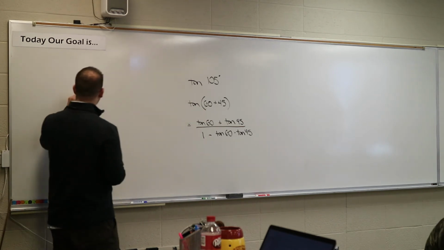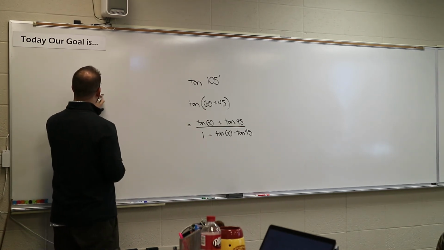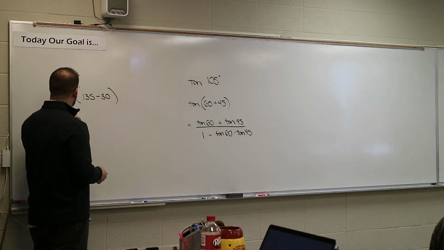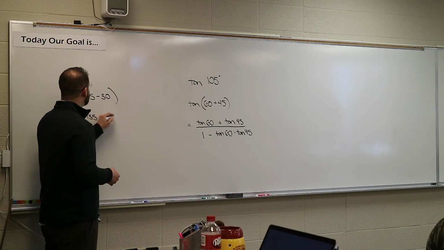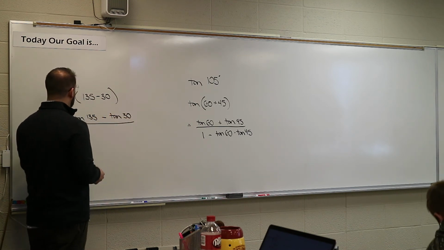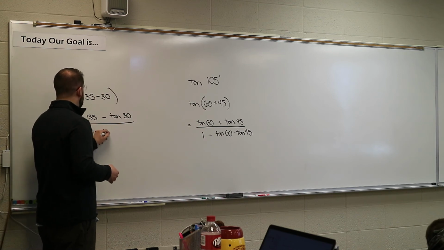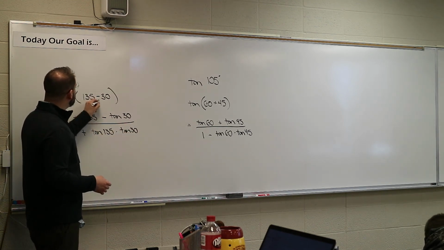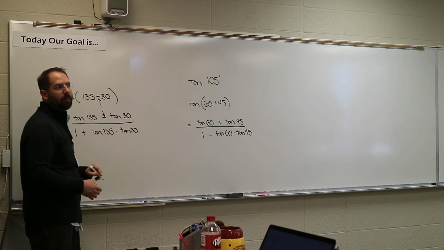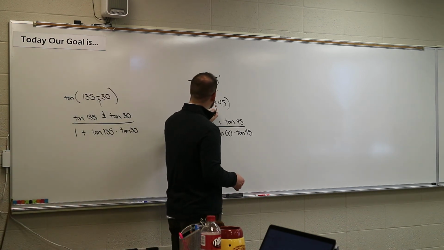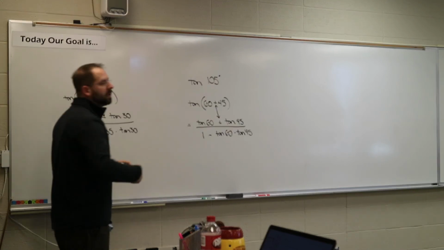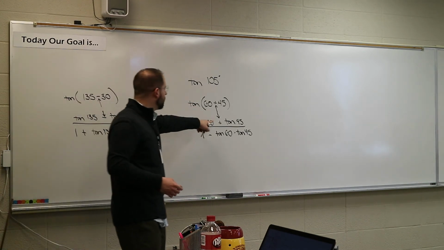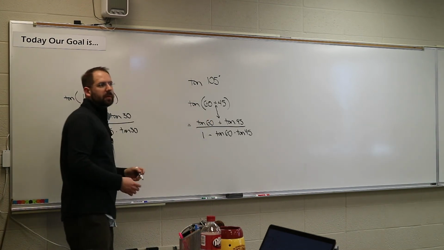If it's subtraction, maybe you're going to do 135 minus 30 for tangent. Maybe that's what you thought of. Well, then your tangent formula will be tangent of 135 minus tangent of 30, and then on the bottom, it'll be 1 plus tangent of the first times tangent of the second. Do you see the differences? If the minus sign is in here, it's the symbol on the top. If the plus sign's in here, that's the symbol on the top. The bottom will always be the opposite one. So if you're subtracting, you'll have subtraction on the top. If you're adding, you'll have addition on the top. The bottom formula will always be the opposite sign.